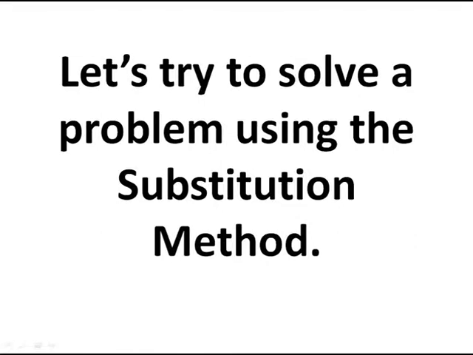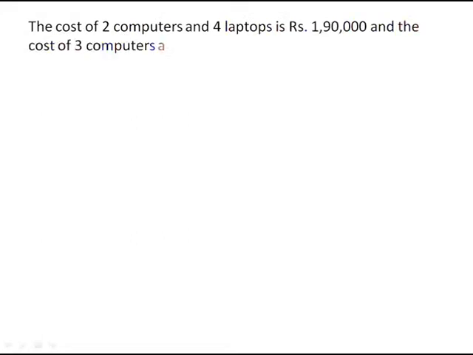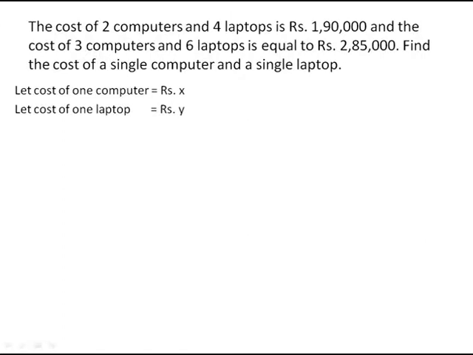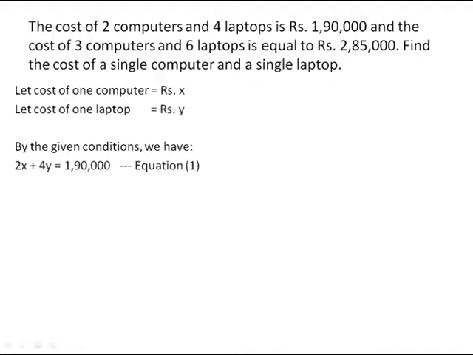Let's try to solve a problem using the substitution method now. The cost of 2 computers and 4 laptops is rupees 1,90,000, and the cost of 3 computers and 6 laptops is equal to rupees 2,85,000. Find the cost of a single computer and a single laptop. Let the cost of one computer be rupees x and the cost of one laptop be rupees y. By the conditions given, we have 2x plus 4y is equal to 1,90,000. This is equation 1. And we have 3x plus 6y is equal to 2,85,000. This is equation 2.